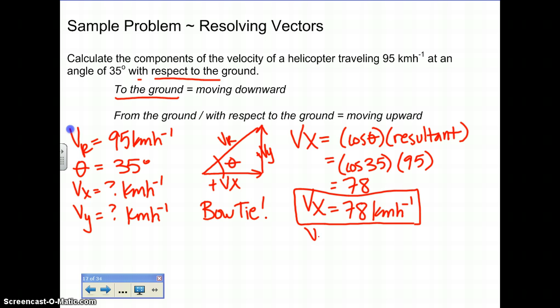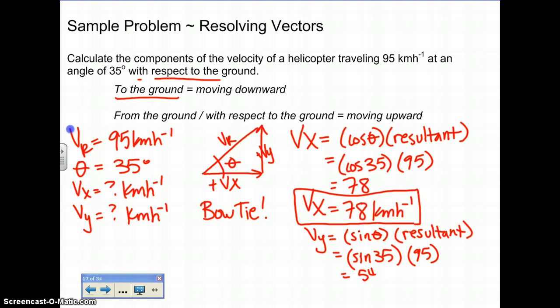Okay, so then for your v sub y, now you're dealing with the sine function. So that would be the sine of 35 times 95, and the sine of 35 times 95 is 54. So your v sub y equals 54 kilometers per hour. Yay, you just resolved vectors. So that's also in your finding vectors and resultants worksheet.